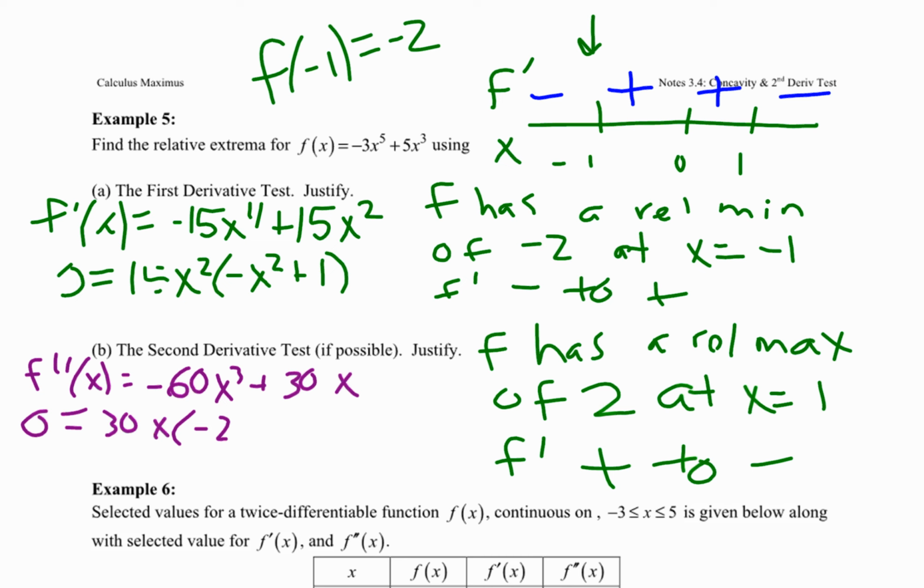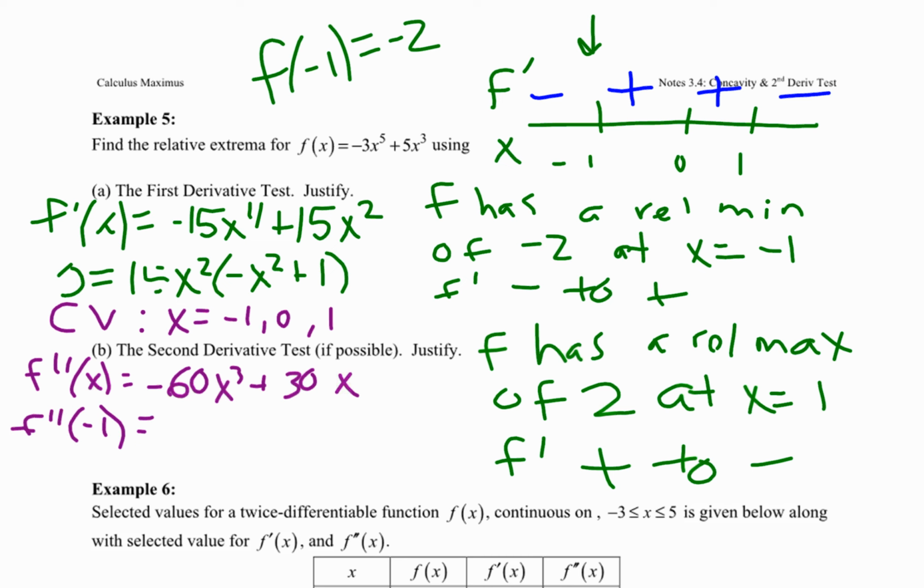Actually, I'm not going to waste my time factoring. Here's what we need. We need the critical values, which we already know. From the last problem, we know that the critical values are at x equals negative 1, 0, and 1. So let's just check the sign of these.